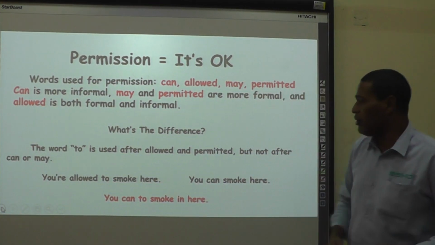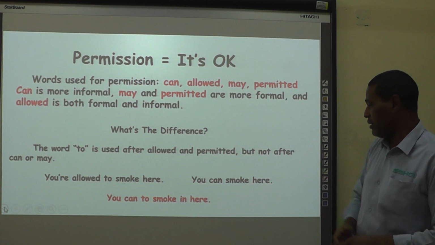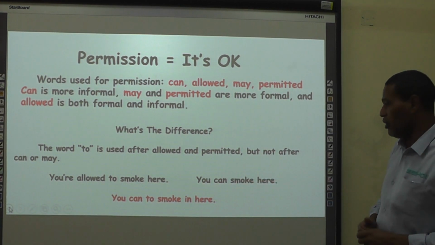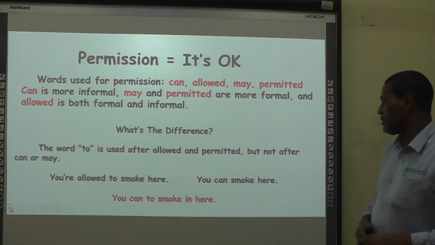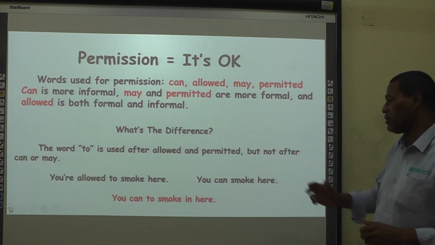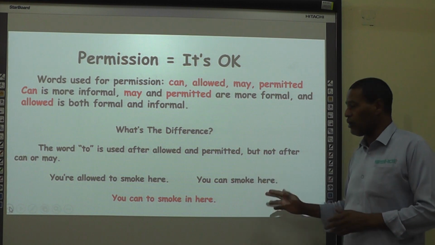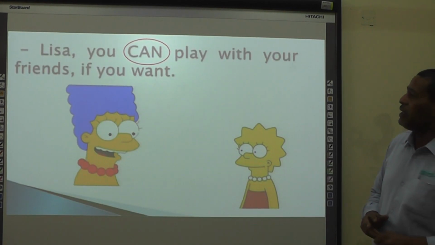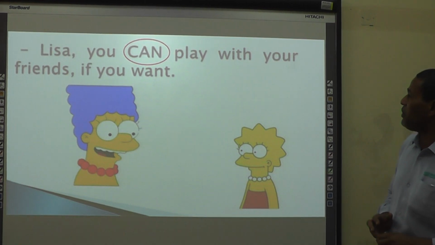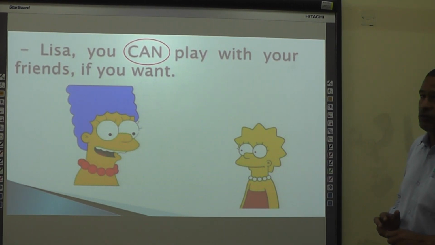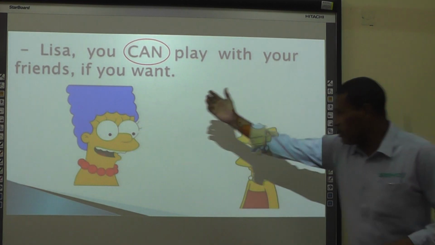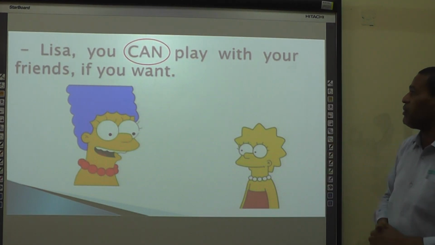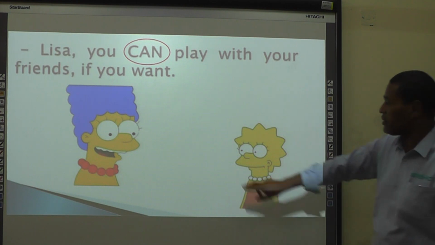Look at the example. You are allowed to smoke here. Or you are not allowed to smoke here. You can smoke here, but we don't say you can't to smoke here. Look at the example. Lisa, you can play with your friends if you want. So this is a permission. This mother is giving a permission to her daughter to go and play with her friends.